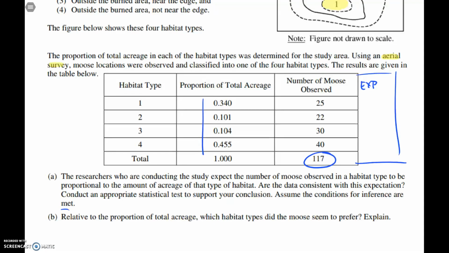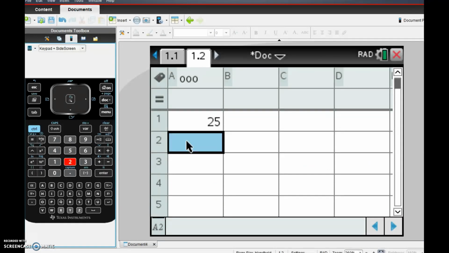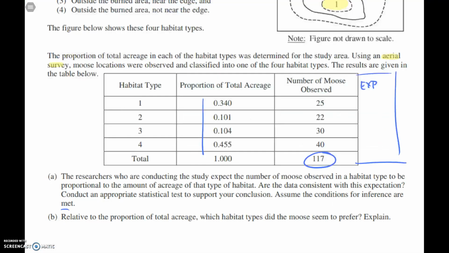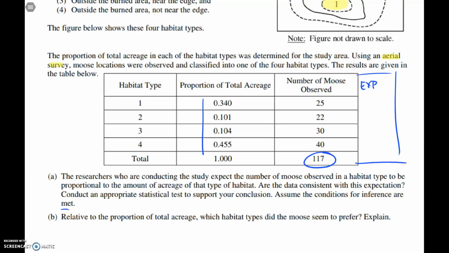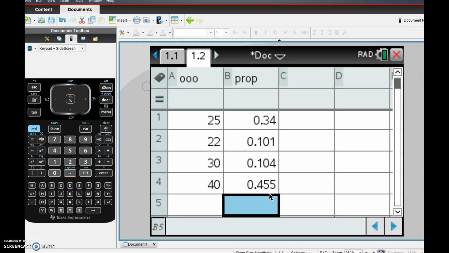What were they? 25, 22, 30, 40. And then I could put down the proportion of the area. Now I think some people put this down thinking they're expected counts. This is not the expected counts. 0.31, 0.101, 0.104, 0.455. These are obviously not expected counts.